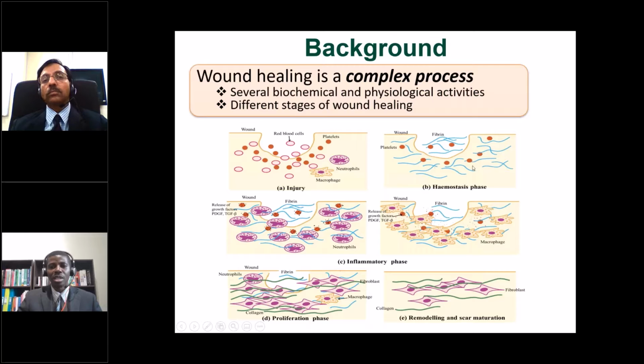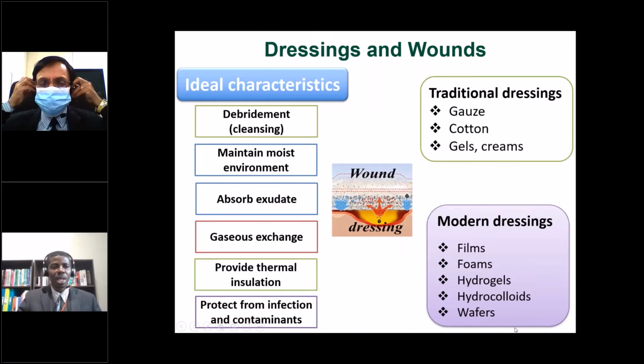That leads to hemostasis because fibrin is produced. And then all the other phases, inflammation, where the pain and swelling comes in. Proliferation, where a lot of fibroblast cells are produced to try and recover the wound, and eventually remodeling and scar formation occurs. And so typically we would try to treat wounds with dressings.